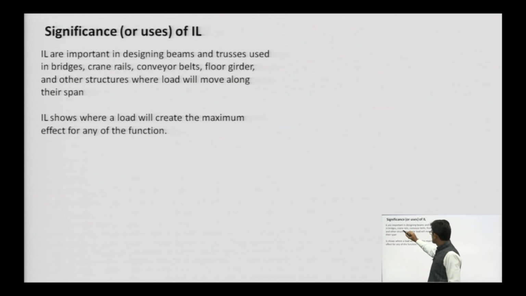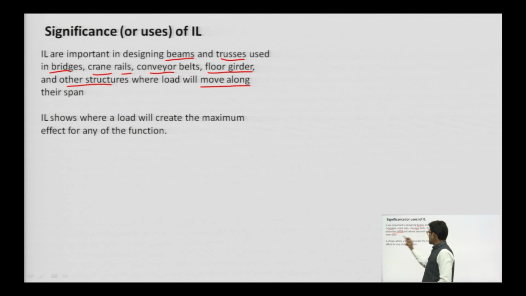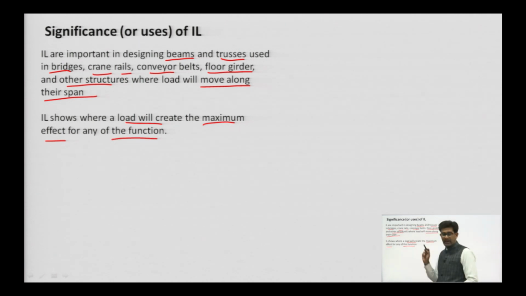This is the significance: influence lines are important in designing beams and trusses used in bridges, cranes, rails, conveyors, floor girders and other structures where the load will move along the span, as I told you. An influence line shows where a load will create a maximum effect for any of the functions.